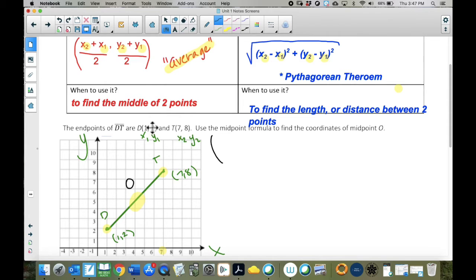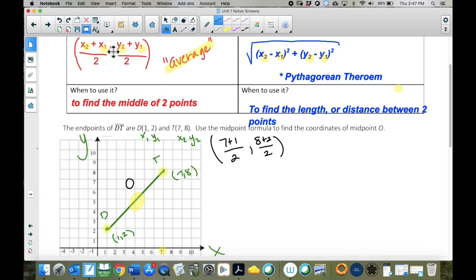So I'm going to say 7 plus 1 is going to go in my numerator, divide by 2. Why am I dividing by 2? Because I want to average them. I want to find the middle. The middle is the average. And then I'm going to take my y's, 8 plus 2, and I'm going to divide by 2.